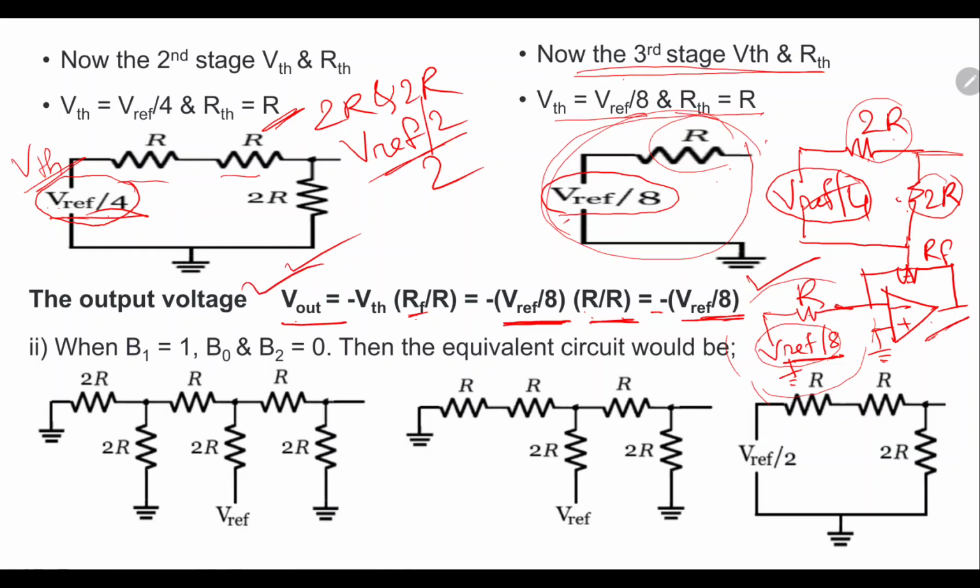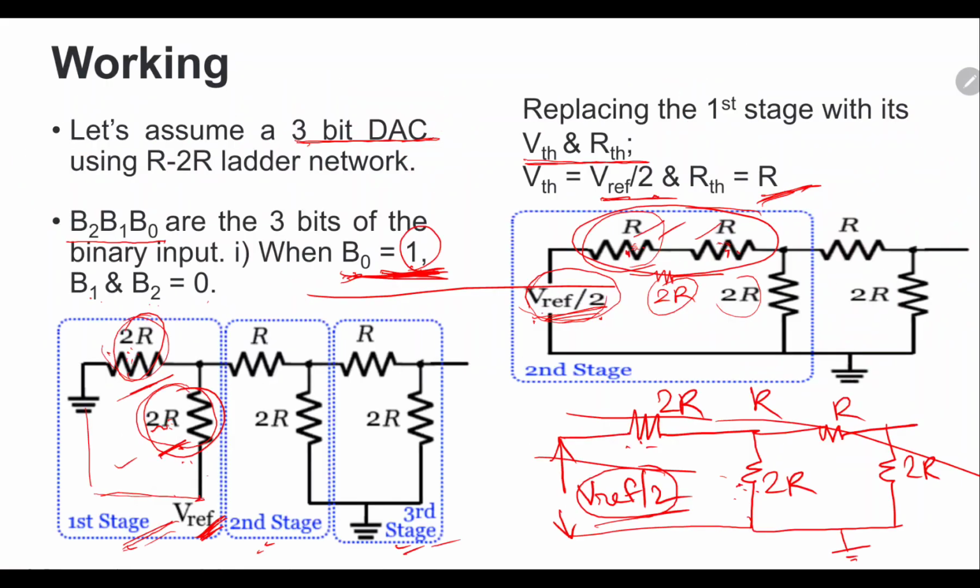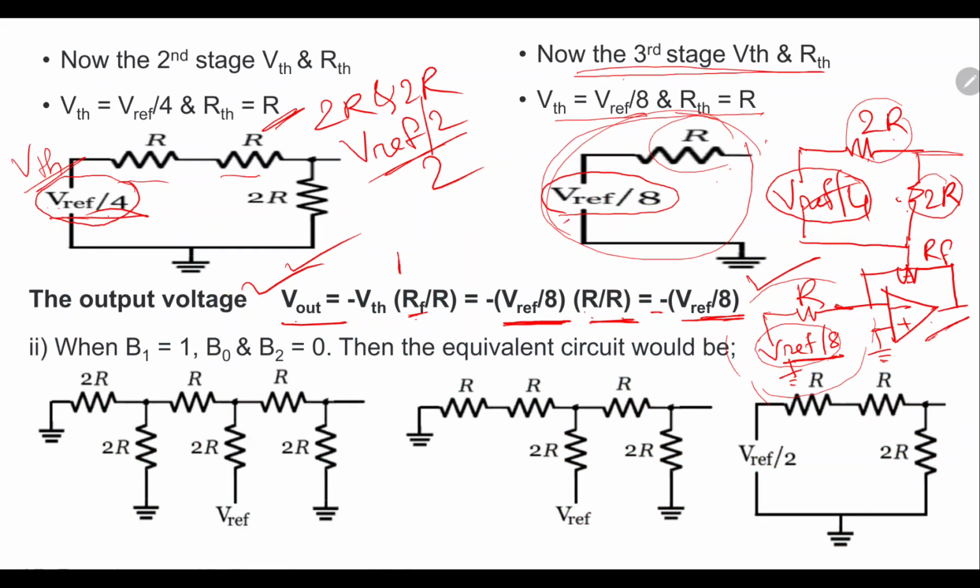This V out we got for the combination, have a look, B0 equal to 1 and B1, B2 0. Okay, we got this for B0 equal to 1 and B1 0, B2 0. Now two more cases we have to check out. The next one is the same: earlier B0 was 1, now B1 equal to 1, and B0 and B2 equal to 0.